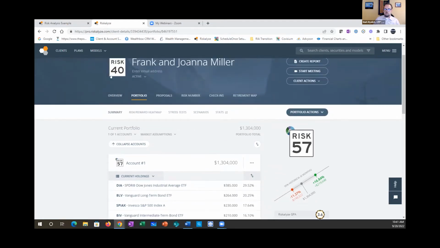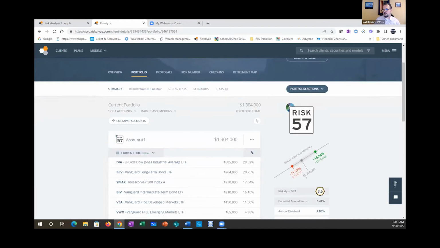But their risk score is 40 and their portfolio score is 57. I might say we've got to bring this down. Our differential of acceptance would be about 5 points on either side. But they might say, you know what, that's fine. I know I answered the questions that way, but I'm okay with this. And that's okay too. Then we would look at some stress tests.